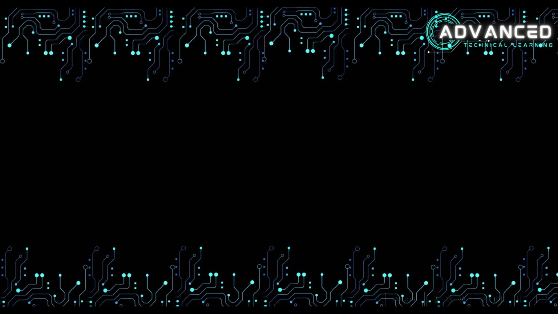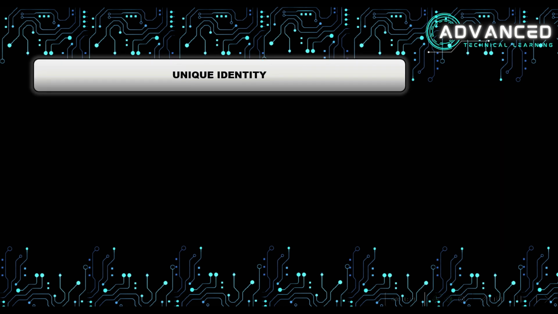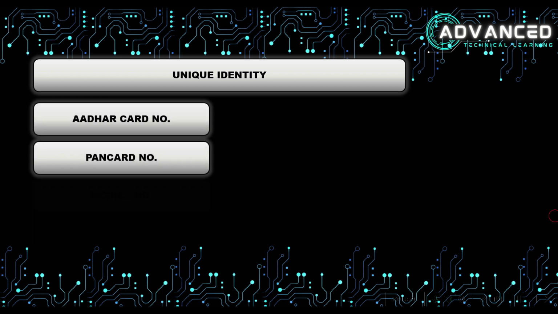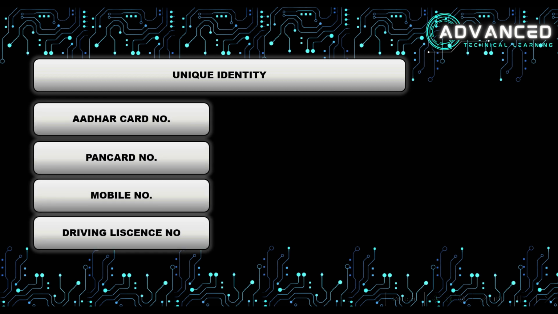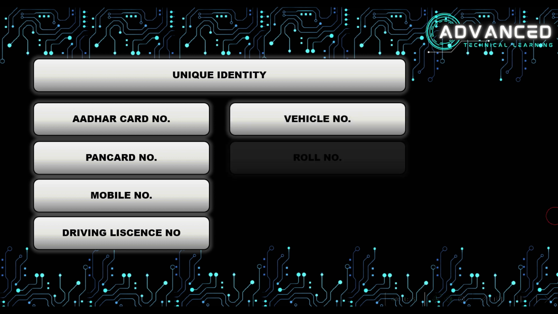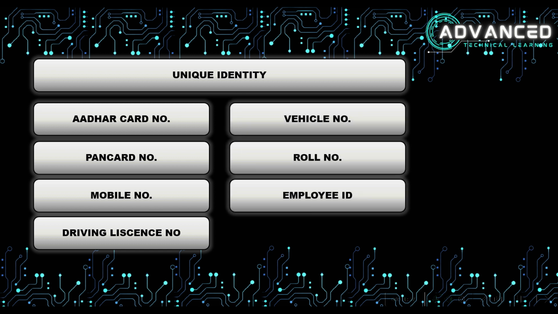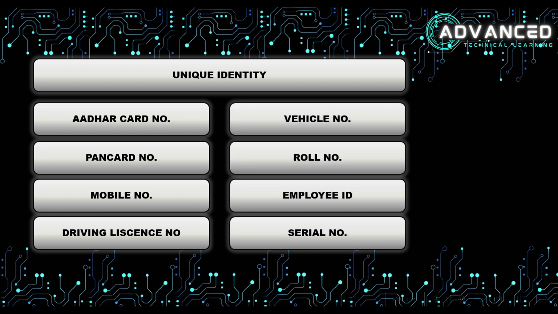So let's understand name range with an example. As you all know, all people have different unique identities. Identity in the form of Aadhaar card, PAN card, mobile number, driving license number, vehicle number, roll number, employee ID. For a product it will be a serial number. As you have seen, all the identities are unique for everyone.